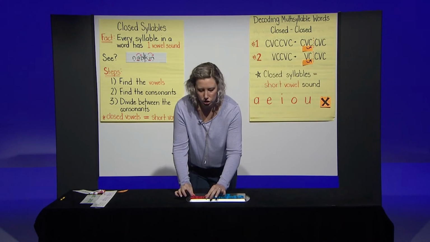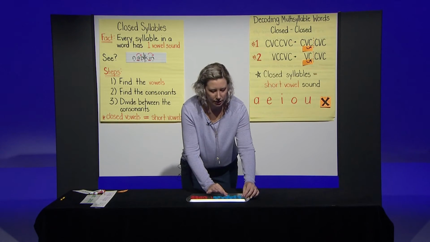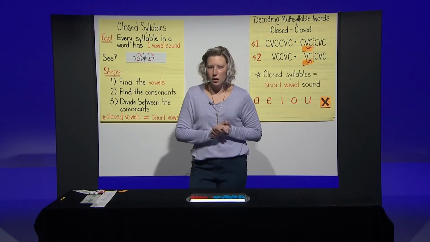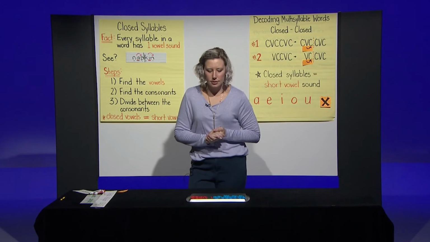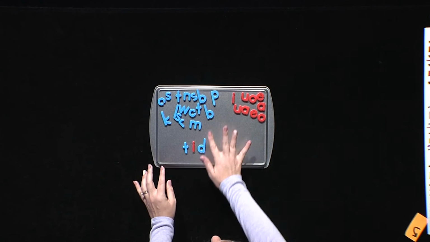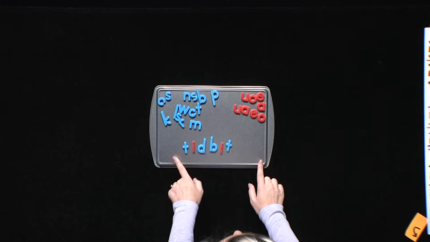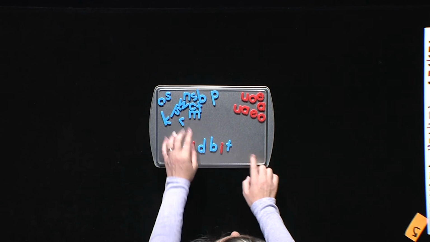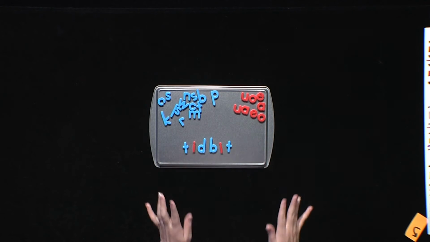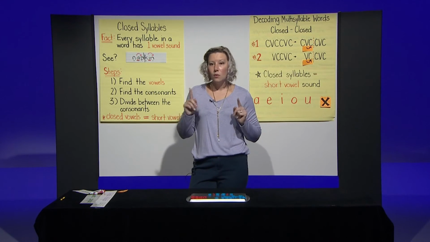What if I wanted to do the word tidbit? A tidbit is a little piece of something. Let's see. Tidbit. Say it nice and slow. T, id, b, it, tidbit. Okay. If I want to take my word into the multiple syllables, what is my first step?